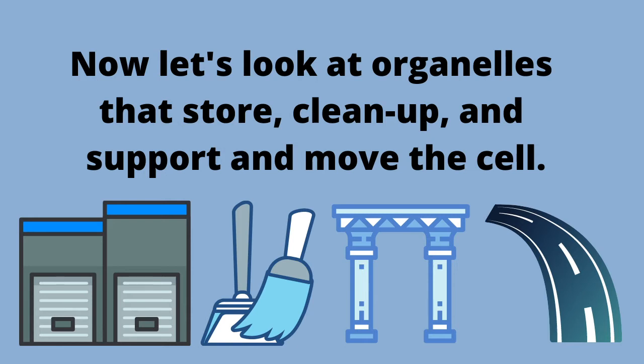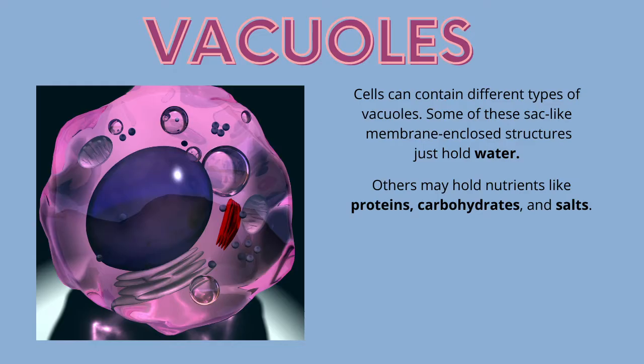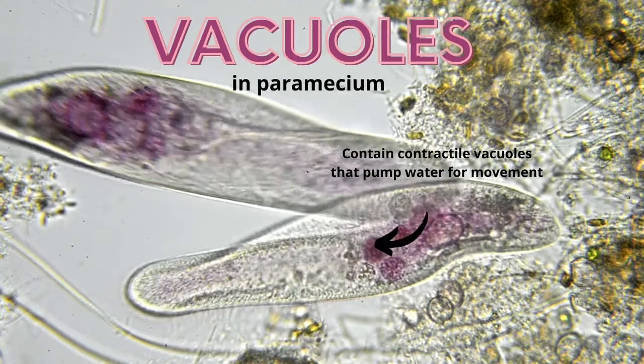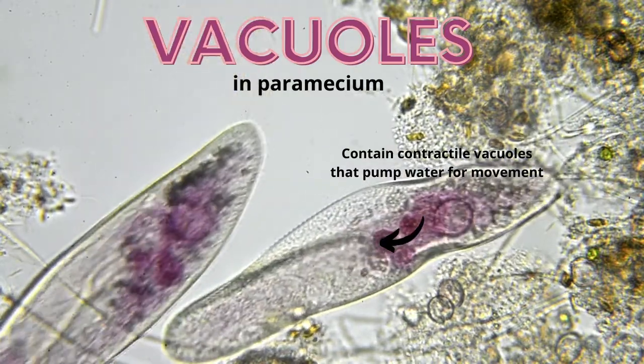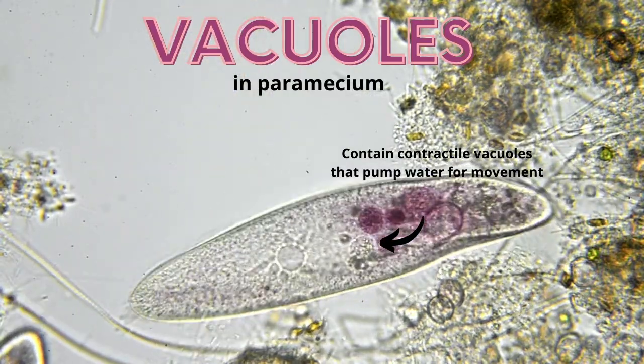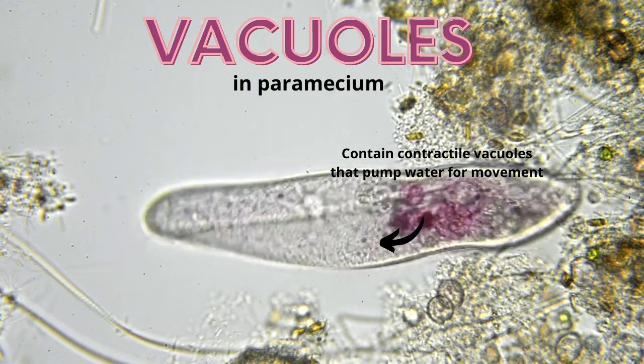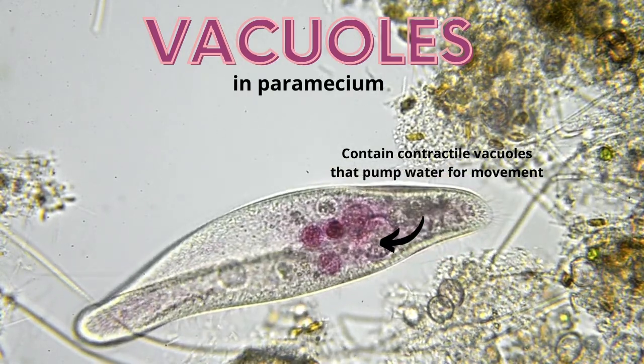The first one we will look at are called vacuoles. Cells can contain different types of vacuoles. Some of these sac-like membrane enclosed structures just hold water. Others may hold nutrients like protein, carbohydrates, and salts. Paramecium have vacuoles, and they are called contractile vacuoles that pump water for their movement. And here's a little video of how that works.